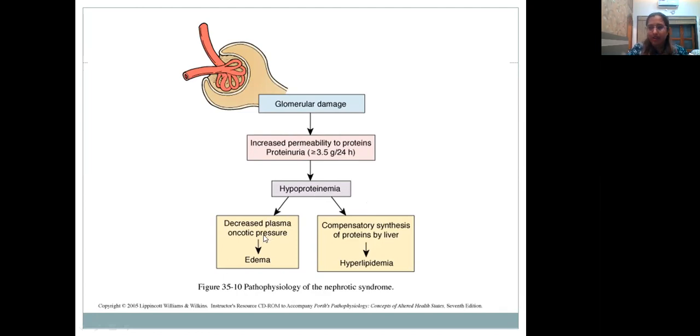And in physiology, we have learned that plasma oncotic pressure is responsible for keeping the fluid in the capillaries. So when this oncotic pressure decreases, all the fluid leaks from the capillary, as a result of which there is edema. And because of this loss of proteins, there will also be a compensatory increased synthesis of proteins by the liver, as a result of which there will be hyperlipidemia.